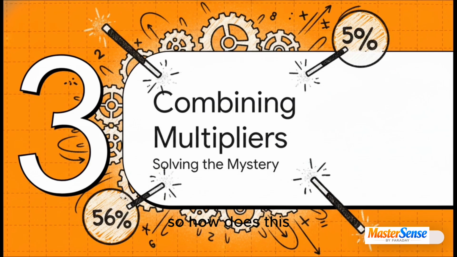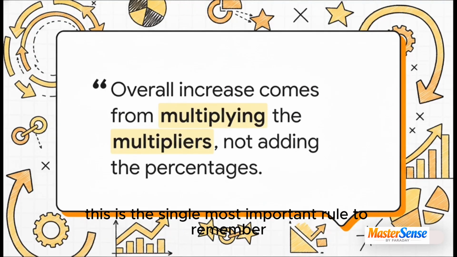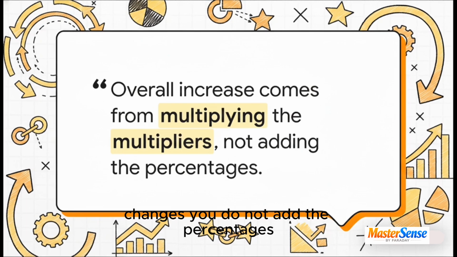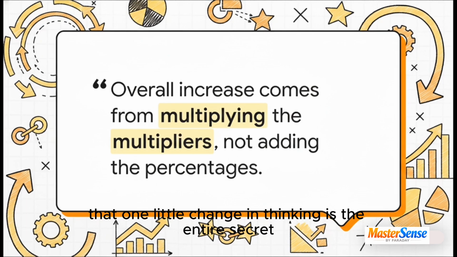So, how does this amazing multiplier tool help us solve our original 50 versus 56% problem? Well, this is where the magic really happens. This is where it all clicks. And here it is. This is the single most important rule to remember. When you're dealing with back-to-back percentage changes, you do not add the percentages. You multiply their multipliers. That one little change in thinking is the entire secret.